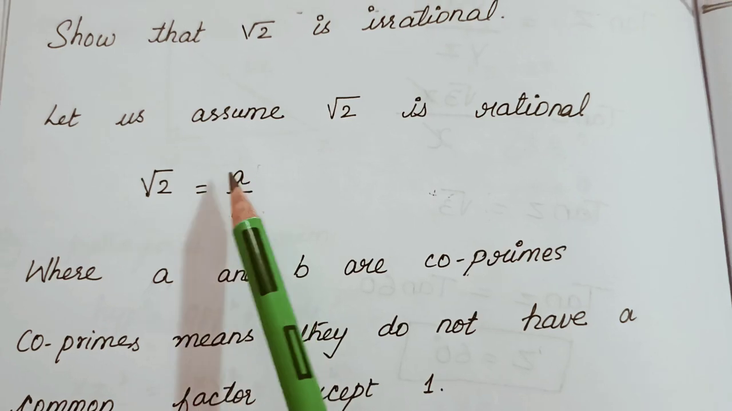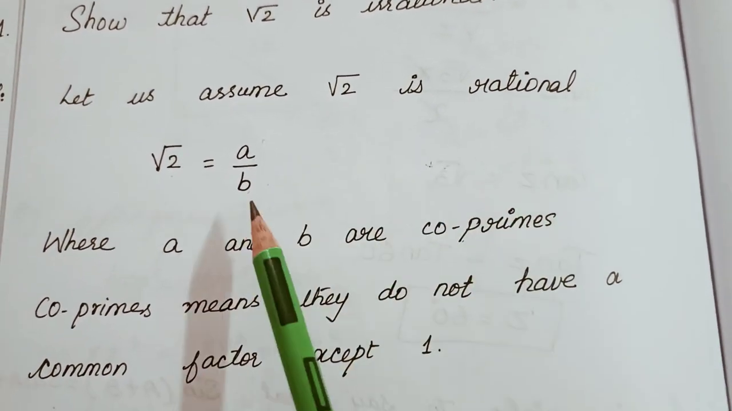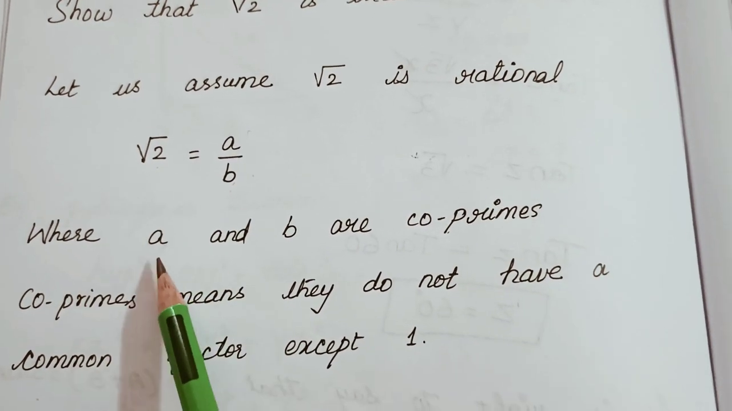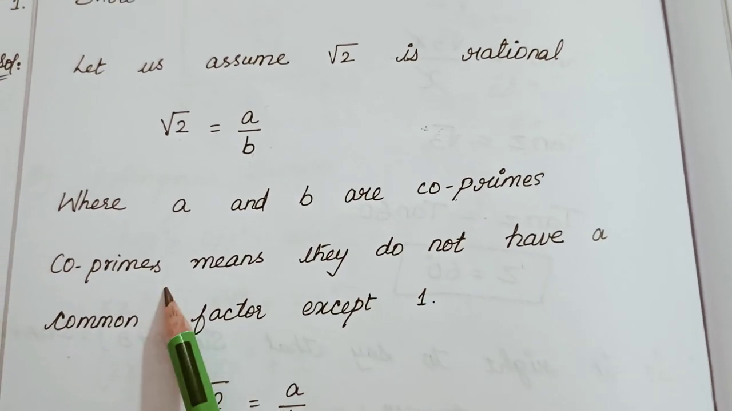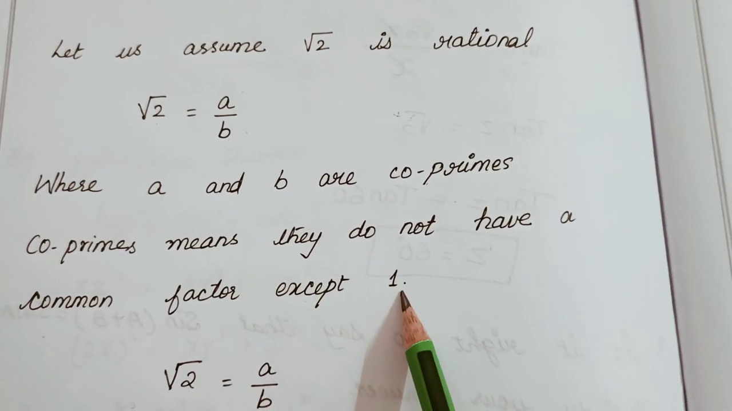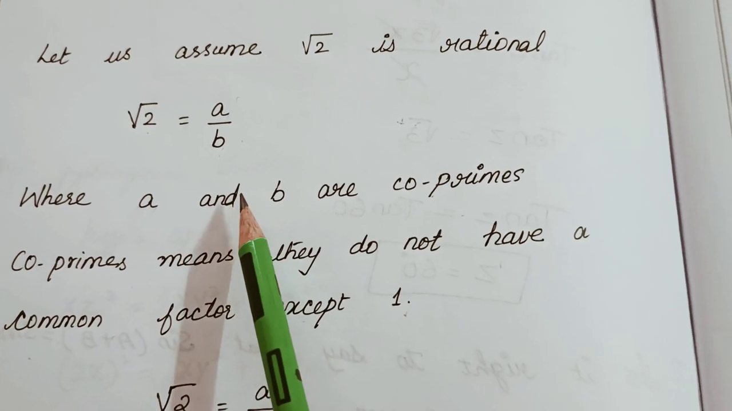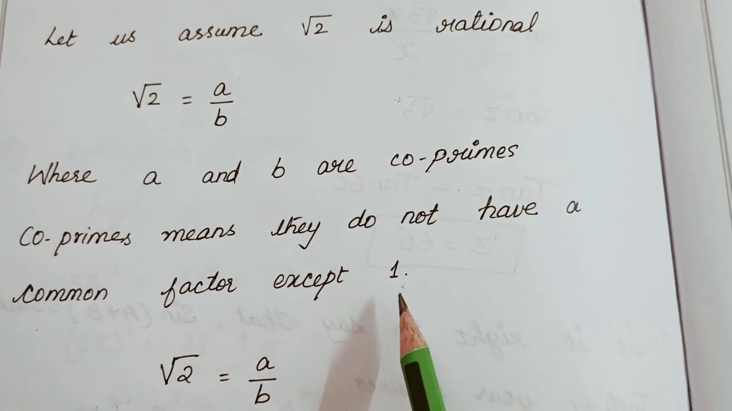This is a rational number and this is irrational, so we are assuming root 2 as rational, where a and b are coprimes. Coprimes means they do not have a common factor except 1. They do not have any other factors except 1.